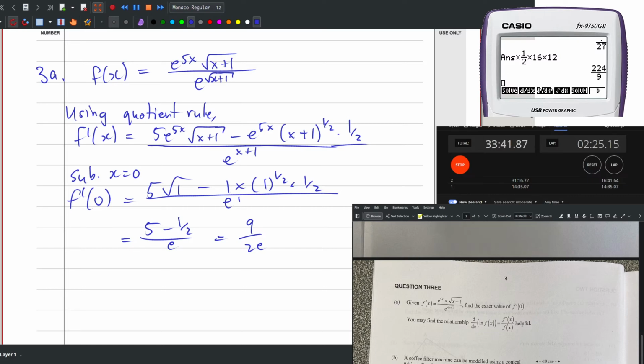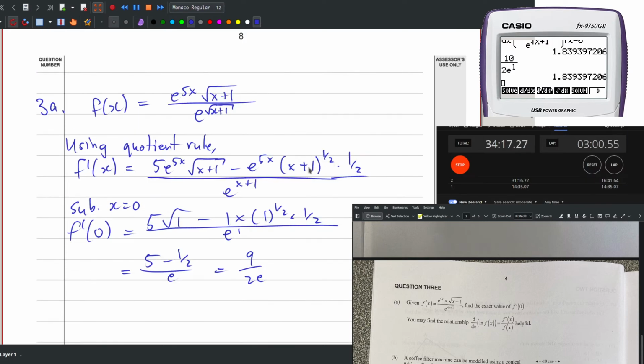So if we go calc d by dx and put in the function, e to 5x times square root of x plus 1 over e to the square root of x plus 1 at x equals 0, 9 on 2e. No, wait, we messed up somewhere. Okay, where did we mess up? Is it 10 on 2e? Oh, it is. Wait.